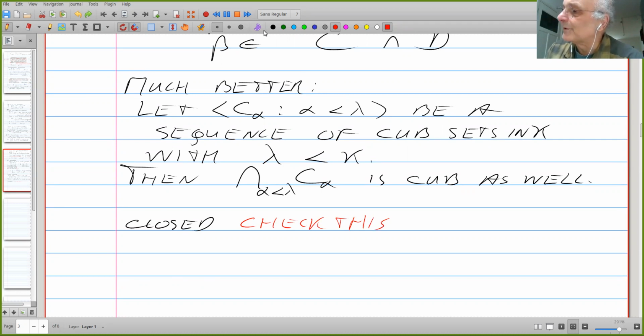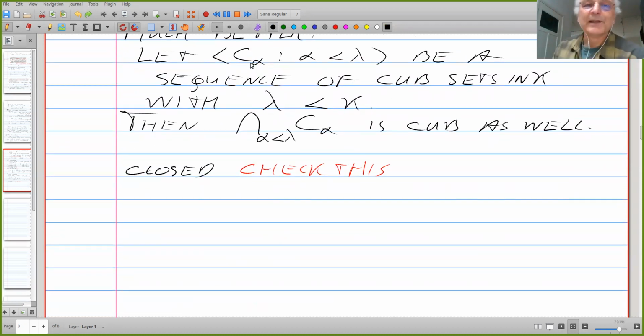I'm leaving this for you to check because it's not very difficult. And I could also leave it to you to check that the intersection is closed and unbounded. Why is that? Well, not fix, that's a bit too much. We can actually copy the same proof.